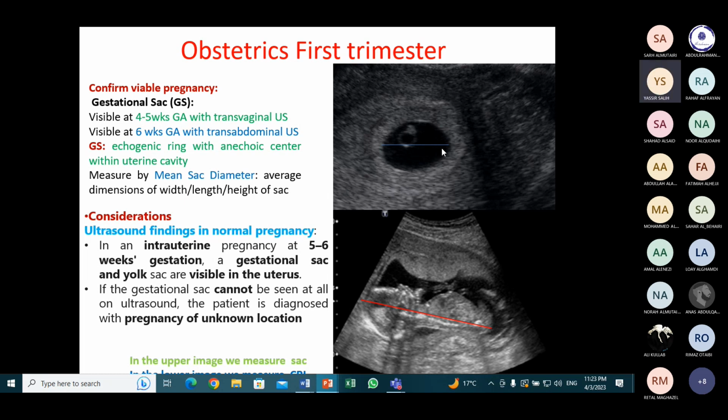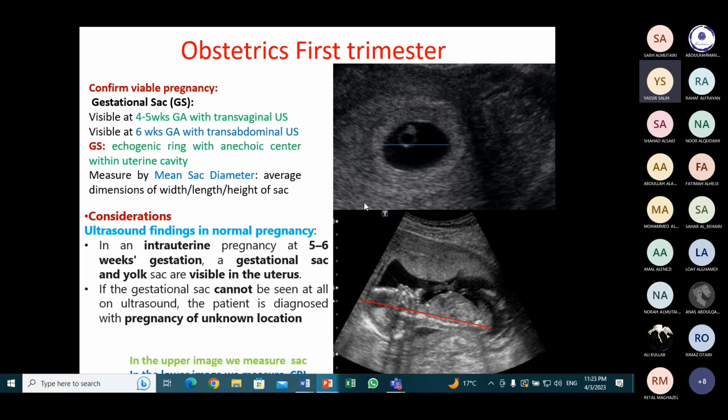Okay, we know that these are the early signs of pregnancy. Then the fetus will increase in size and growth happens. Then at this time you can see the fetus like this.